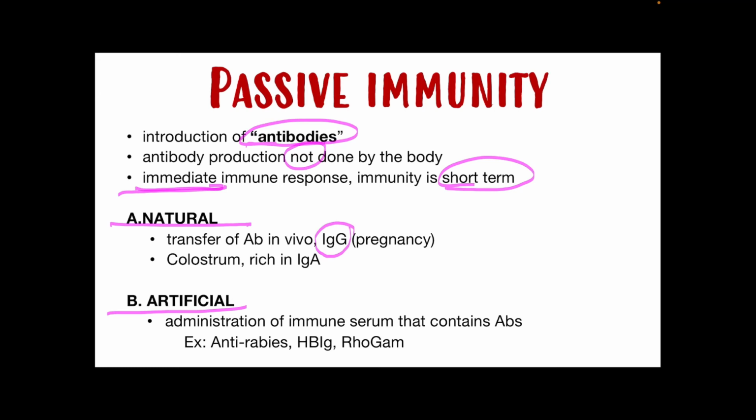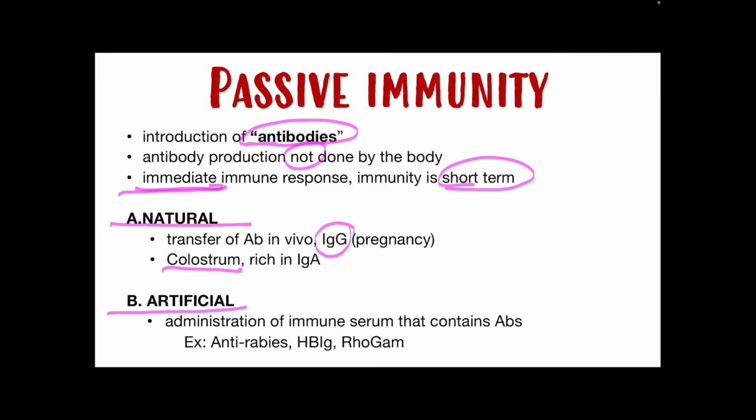Also, in breastfeeding, we have the colostrum, which is rich in immunoglobulin A. It's a milky fluid that is released by mothers who have recently given birth, before breast milk production begins. It's an important source of nutrients that also promotes growth and fights diseases in infants. So that's for colostrum. Next one, artificial passive.